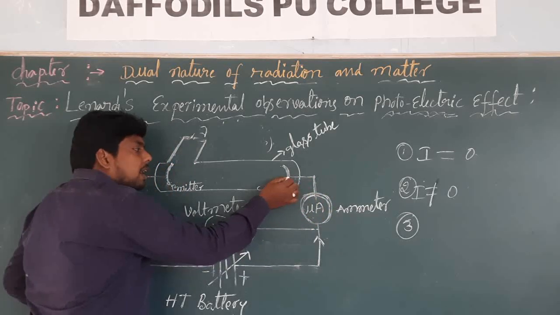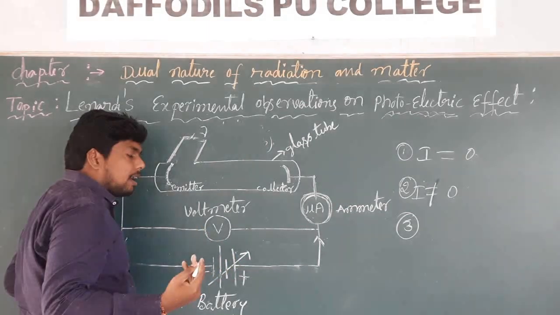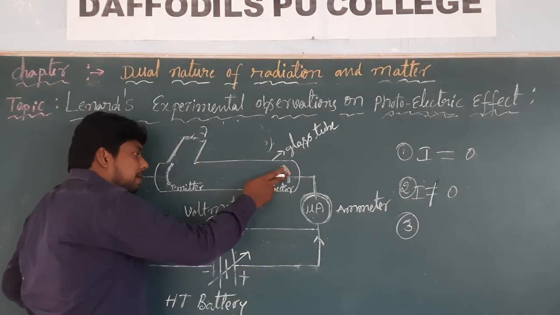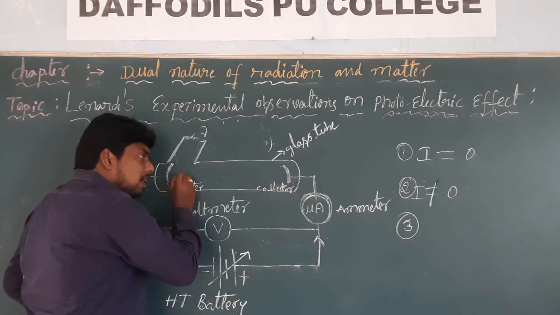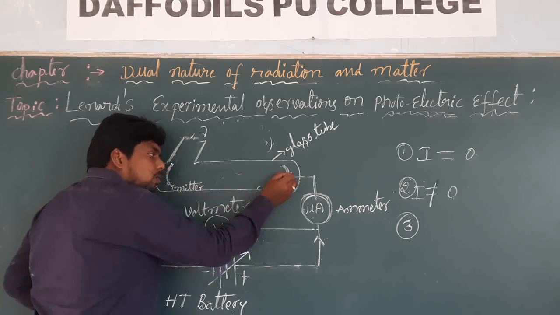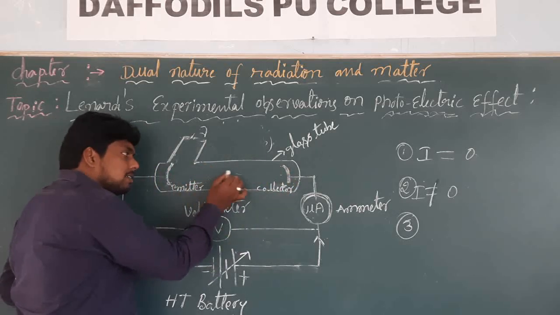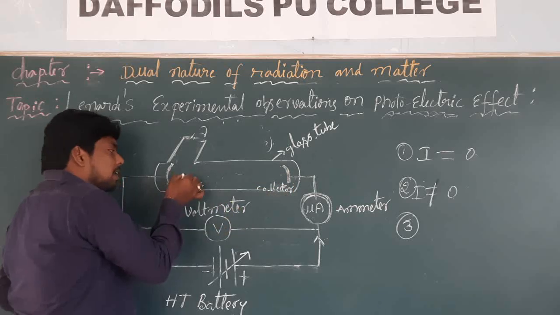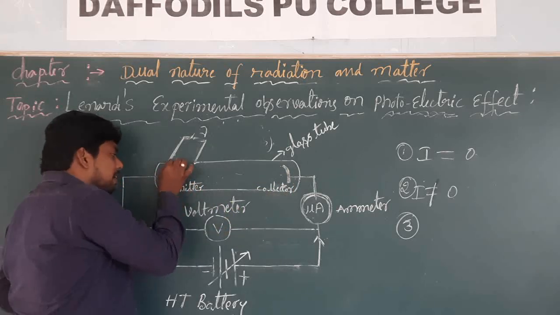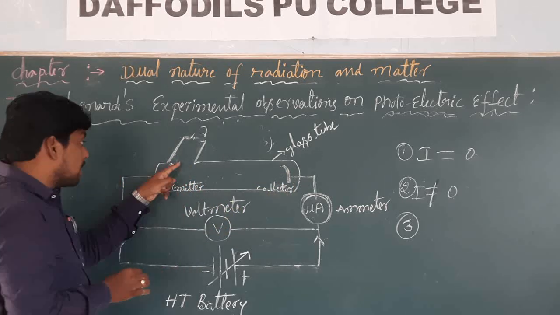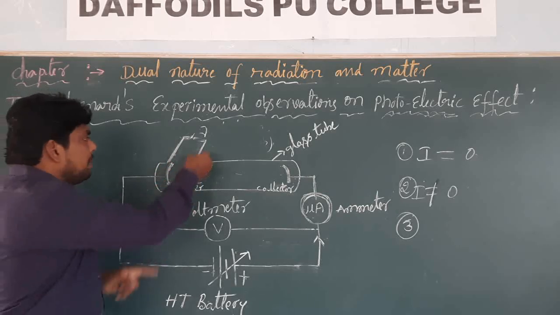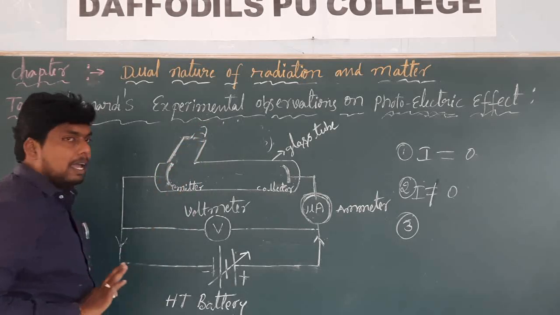Why? Because the collector plate is not receiving any electrons. Why is the collector plate not receiving any electrons? Because photoelectrons are not moving close to the collector plate. Why are the photoelectrons not moving close to the collector plate? Because free electrons are not emitted from the metal surface. Why are the free electrons not emitted from the metal surface? Because UV rays are not falling on the emitter plate.